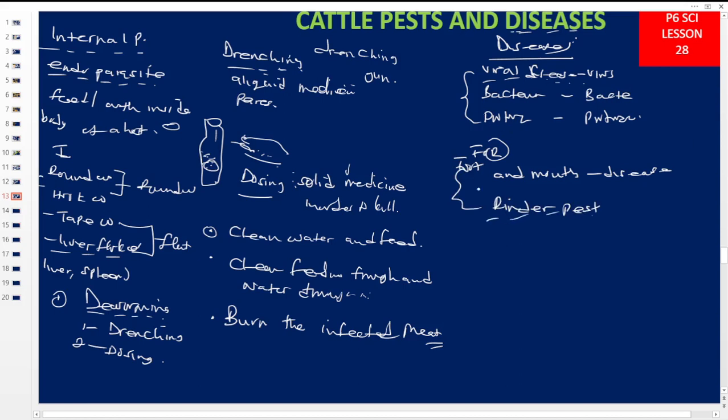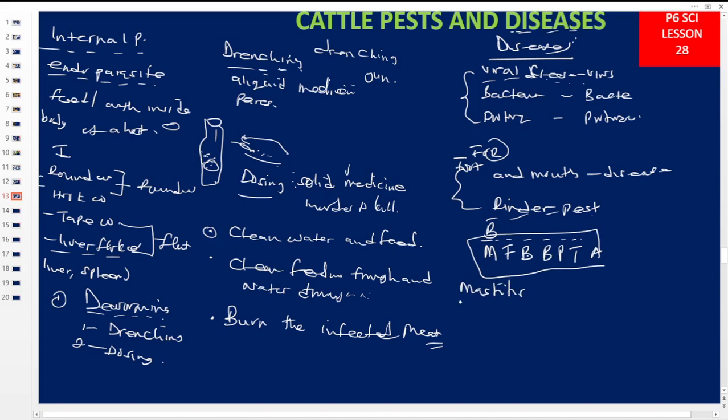Then when we go to the bacterial diseases, there are very many. We use the mnemonic: Mama, Fatuma, Waba, Peter, Talia. Now all of these are bacterial diseases, whereby M stands for mastitis, which affects the udders of those animals. Then you have F, which stands for foot rot. Now don't confuse this F with the F for foot and mouth. Foot and mouth is viral. Foot rot is bacterial.